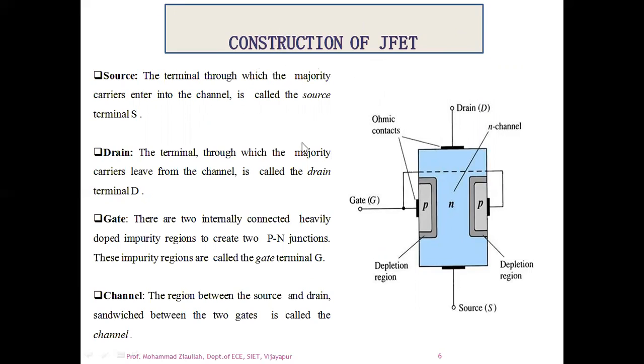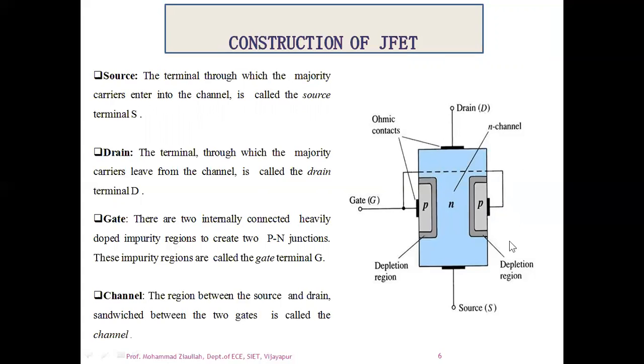This JFET construction is as follows. Looking into the figure here, this JFET is constructed by P material, N material and P material. So this can be either PNP type or NPN type. Based on the input materials or the semiconductor materials, this JFET is constructed.